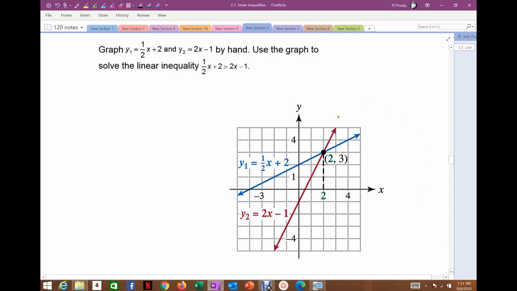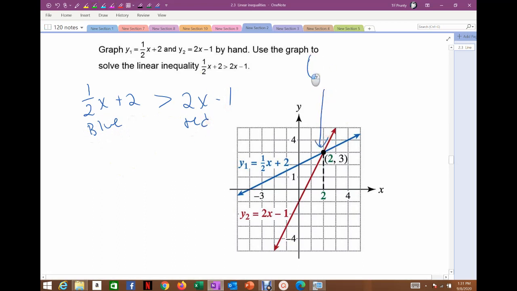So the blue line represents the 1/2 x plus 2. The red line represents the 2x minus 1. And I want to know, when is the 1/2 x plus 2 bigger than the 2x minus 1? And so again, this would be the blue line. This is the red line.